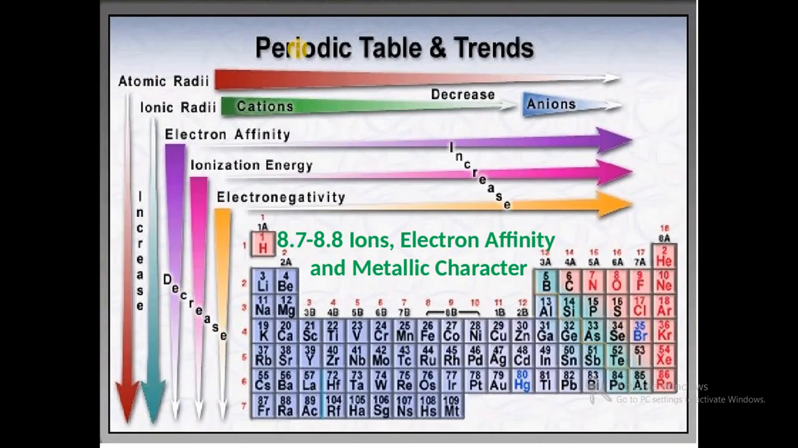So overall, in the periodic table, electron affinity increases from left to right along the period, and electron affinity decreases from top to bottom in the group, just like ionization energy.